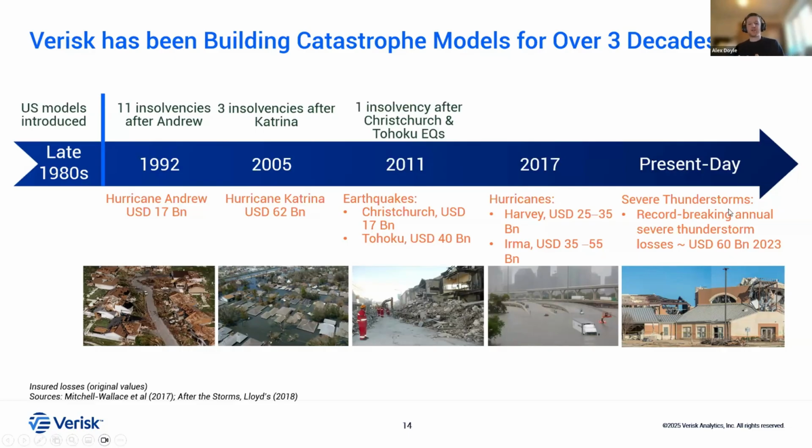Now, as big events have come along since the dawn of cat modeling, this has reduced the risk of insolvency substantially, as we see here. And this means basically insurers are now much more prepared for a range of catastrophe scenarios. So this just shows the power of these stochastic event sets and catastrophe models within the insurance industry.